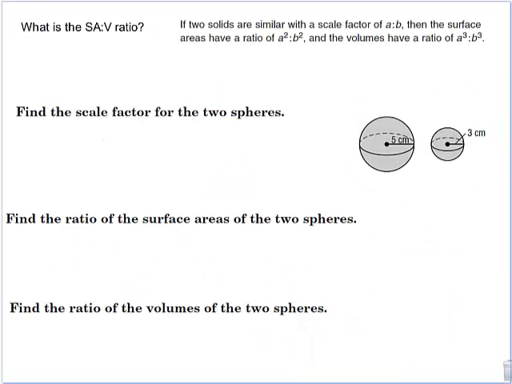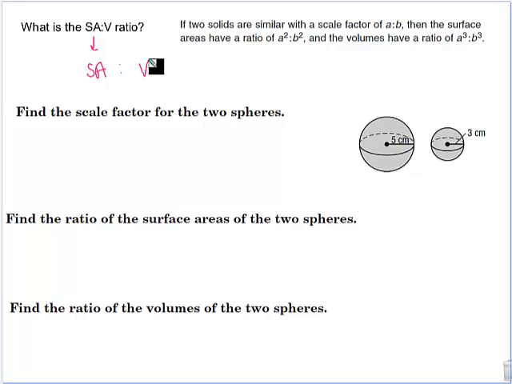So now let's talk about the surface area to volume ratio. So first off, what is it? Surface area to volume ratio simply compares the surface area of an object to the volume of an object. So instead of finding the full surface area and the full volume of each object, we can actually use the surface area to volume ratio to help us find it.